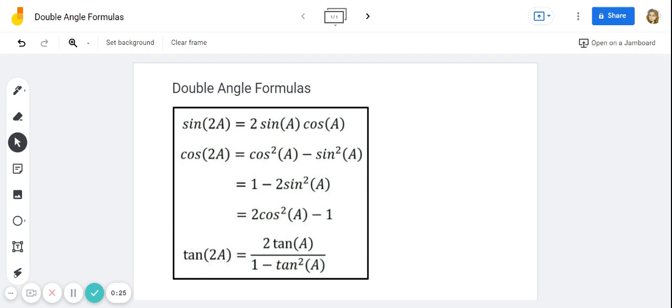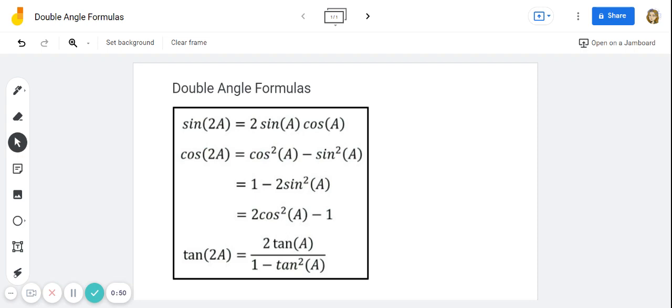But your equations for double angle: sine of 2a equals 2 sine of a times cosine of a. Cosine of 2a, there are 3 formulas, cosine squared minus sine squared. Notice that these are all equivalent to each other because of the Pythagorean identity, sine squared plus cosine squared is equal to 1. And so all of these are just rearranging the same equation using the Pythagorean identity.